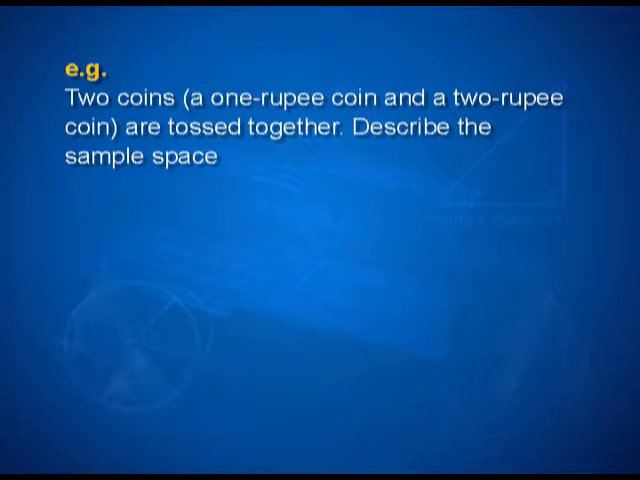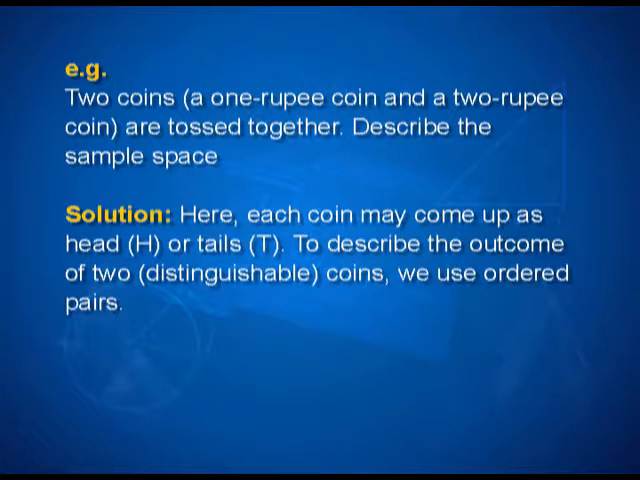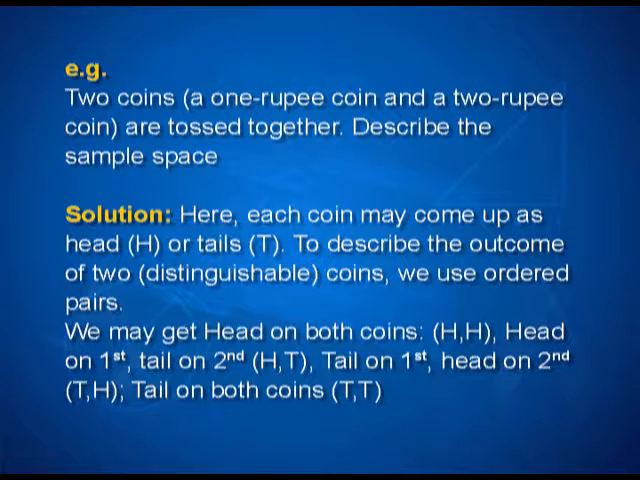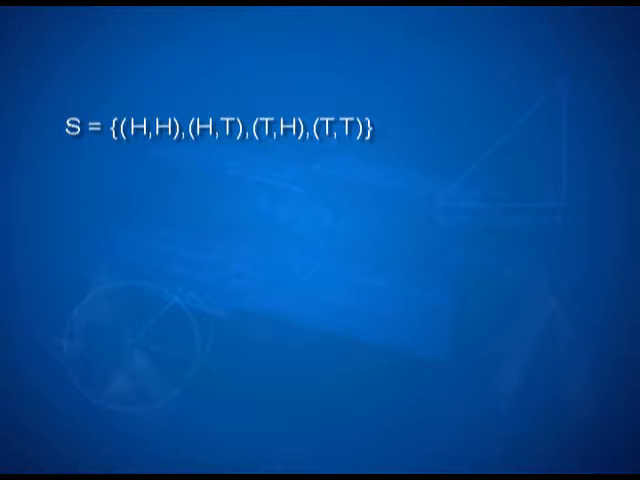Two coins, a 1 rupee coin and a 2 rupee coin, are tossed together. Describe the sample space. Here, each coin may come up as head H or tail T. To describe the outcome of two distinguishable coins, we use ordered pairs. We may get head on both coins as H, H. Head on first and tail on second, H, T. Tail on first and head on second as T, H. Tail on both coins, that is T, T. Thus, the sample space here is S = {(H, H), (H, T), (T, H), (T, T)}.